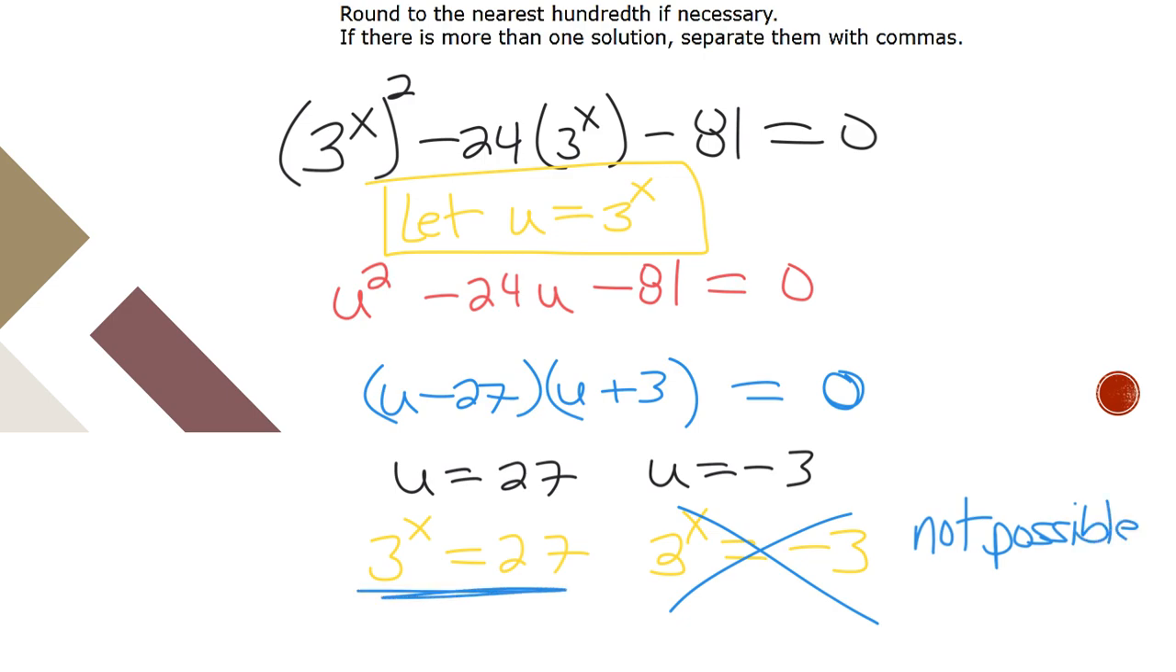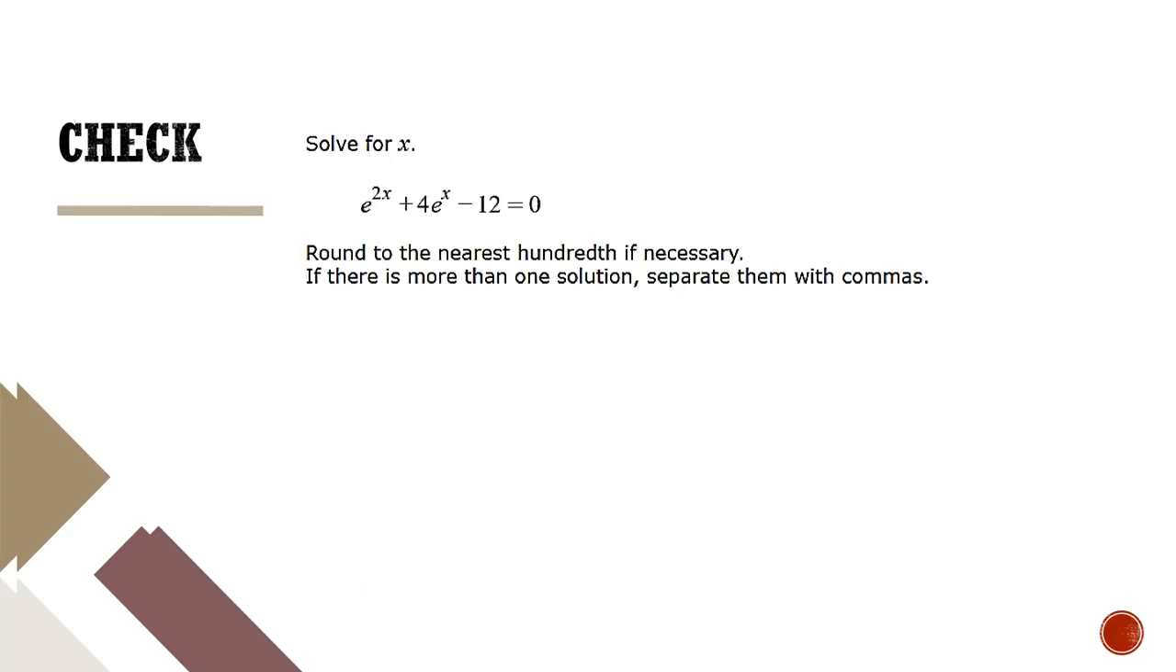But we know this one is in fact possible. So 3 to the x is equal to 3 to the third, so we know that x is in fact equal to 3. And I would just double check it by plugging this back into the original equation, to double check. Please try one very similar. I will have an answer shortly, and then we'll do our last thing together.